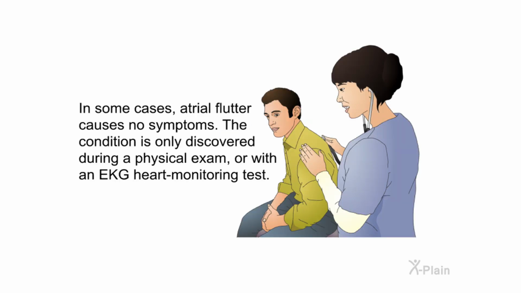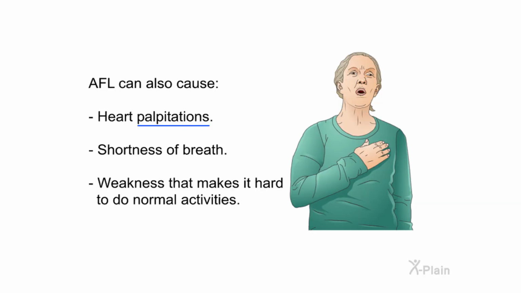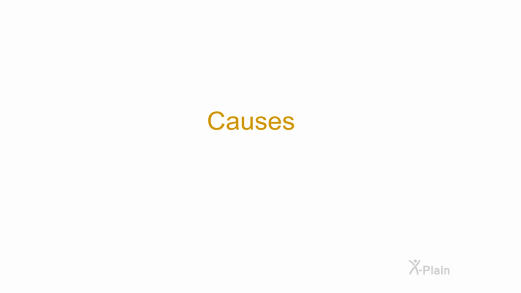Symptoms. In some cases, atrial flutter causes no symptoms. The condition is only discovered during a physical exam or with an EKG heart monitoring test. Atrial flutter can cause chest pain, discomfort, tightness, or pressure, fainting, fast but regular heart rate, feelings of lightheadedness or dizziness. AFL can also cause heart palpitations, shortness of breath, weakness that makes it hard to do normal activities.